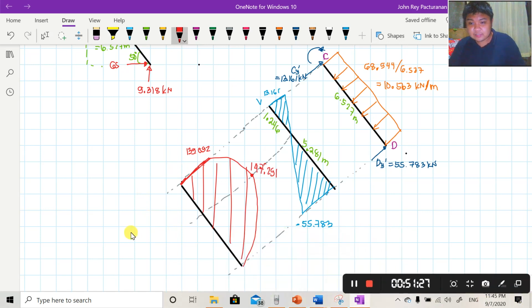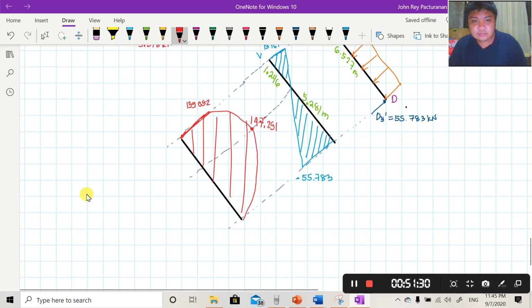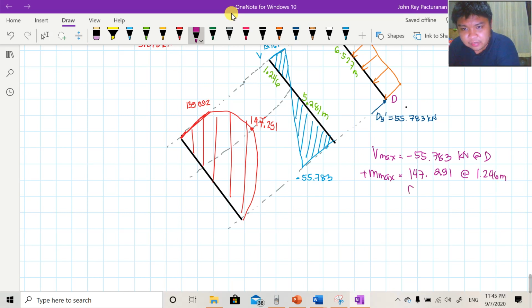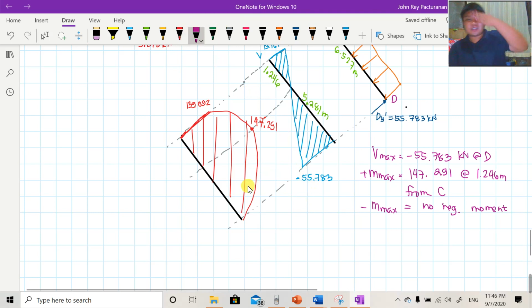So, pwede na natin dito, class, i-summarize, di ba? Or pwede na tayo dito gumawa ng conclusion. So, therefore, isulat mo dito that the Vmax is equal to negative 55.783 kilonewton at D. On the other hand, the maximum positive moment is equal to 147.291 at 1.246 meter from C. So, may kanya-kanya tayong paglagay ng label, no? And negative moment, fortunately, no negative moment. Okay? So, therefore, class, tapos na tayo dito sa ating pag-sketch ng kanya-kanyang member.